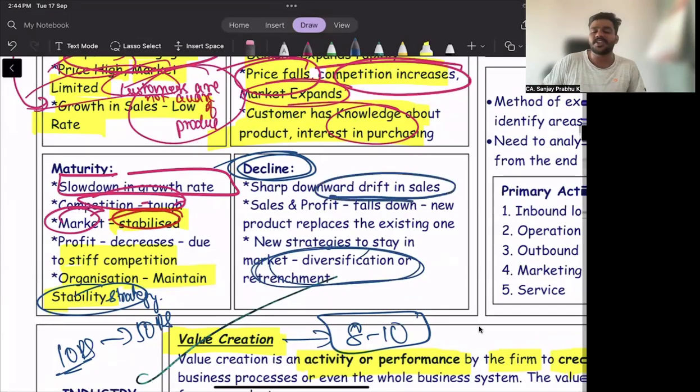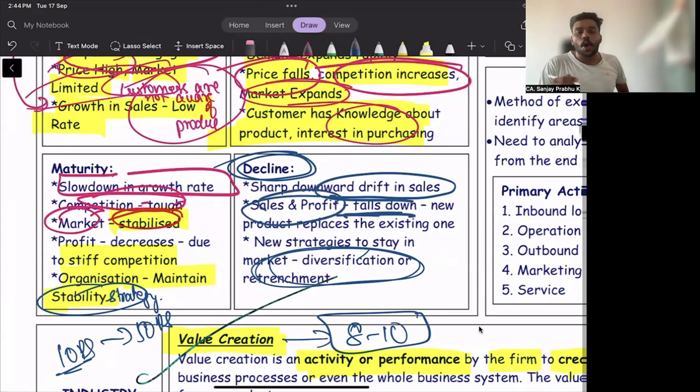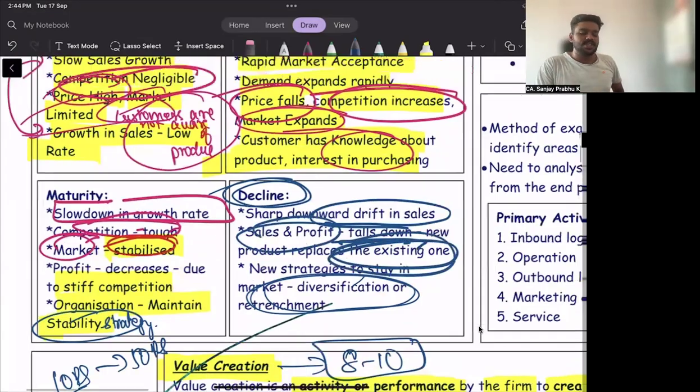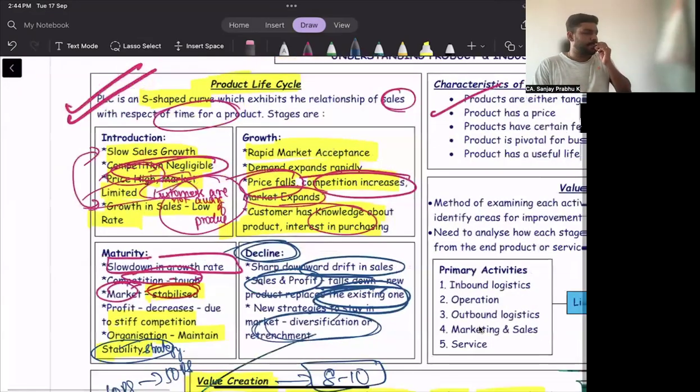Sharp downward drift in the sales. My sales are decreasing. Sales as well as profit fall down. A new product replaces the existing one. So this is all about the product life cycle.